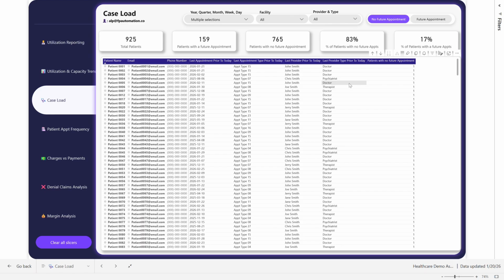We've set this report up countless times for healthcare providers. This has led to a multi-six-figure EBITDA result as a result of us making these changes here.